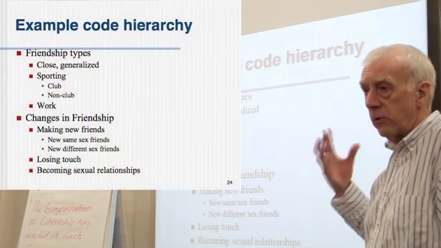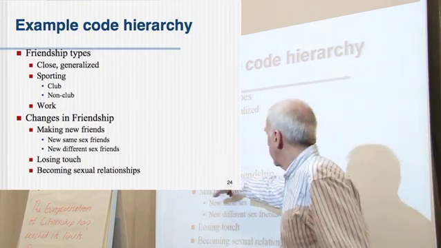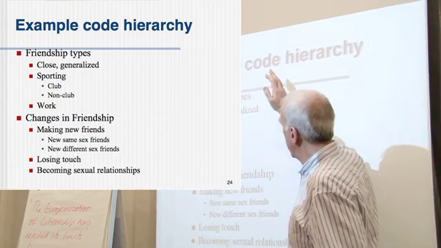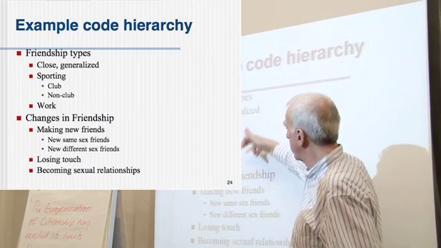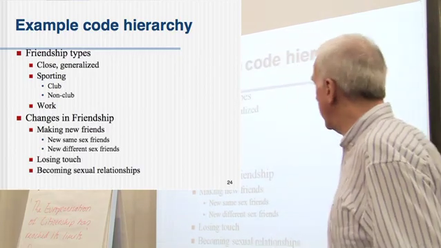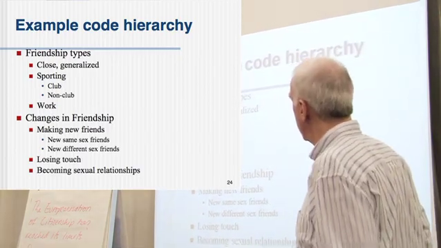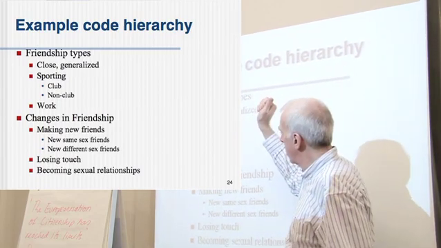And I've obviously introduced some new labels here, the ones that come at the top. So I've divided it into friendship types in a set here. And I said of these there are three friendship types: close, generalised, sporting and work. Of course, these aren't all the friendship types there could possibly be, they just happen to be the ones that came out of the research that this refers to. And the sporting types can be of two kinds, club and non-club.